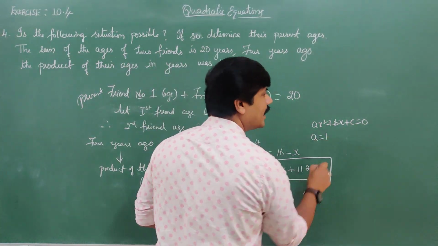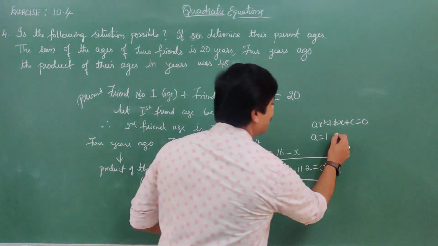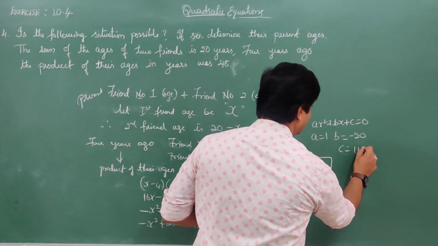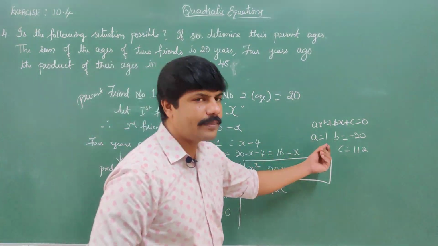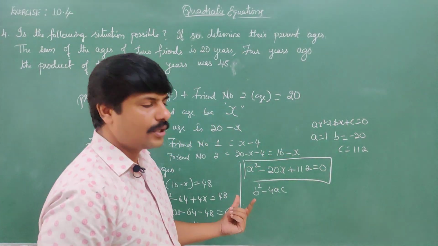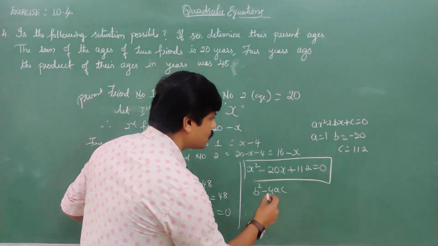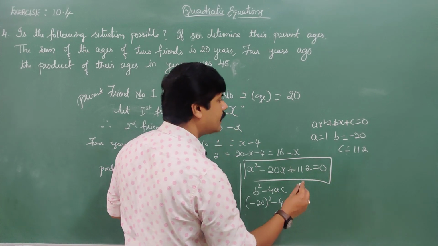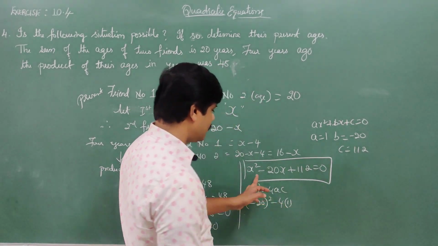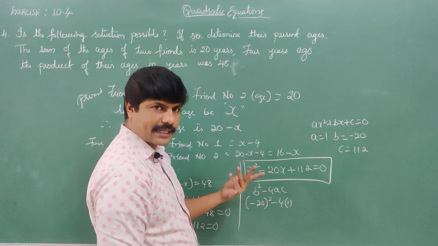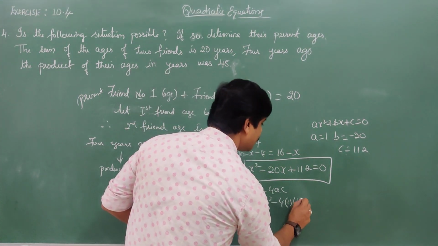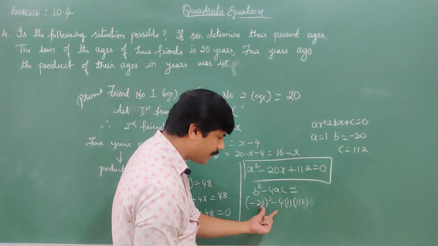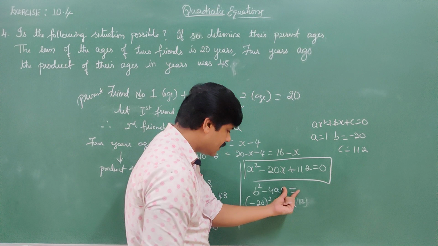A is equal to 1, b is equal to minus 20 and c is equal to 112. So this you substitute here. So what is b square? Minus 20 whole square minus 4, a is nothing but 1 here, because the coefficient of x square is nothing, means 1. C is 112. Understand? Here we have compared. B square minus 4ac is equal to this one.